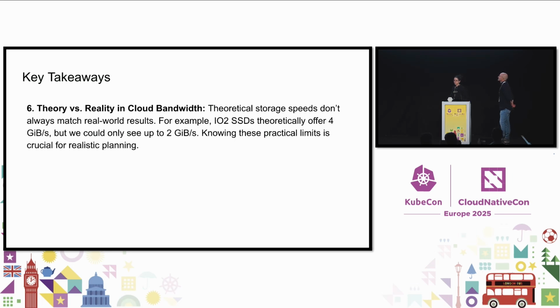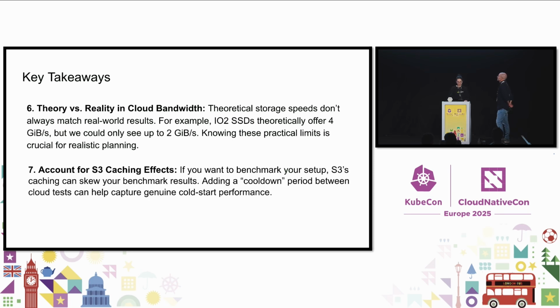And some things that we noticed in the cloud, which is a bit independent of Run AI Streamer. We were checking out the theoretical storage bandwidth we are going to get with the SSDs. Even if it's written 4 gigs per second in the documentation on the websites, we could only see up to 2 gigs per second. So keep in mind that there might be some practical limits that need a bit of planning.